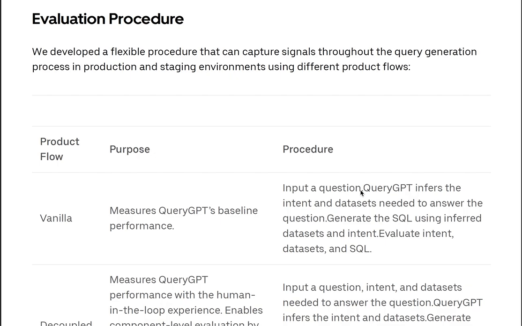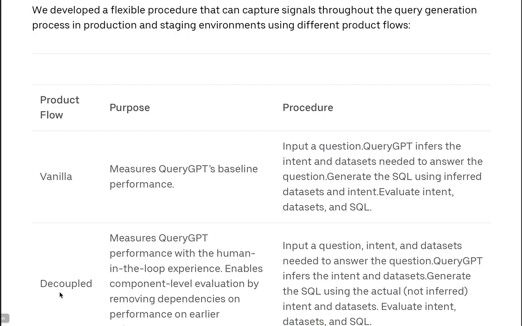They evaluated two kinds of product flows. One is the vanilla one and one is the decoupled one. The vanilla one checks each and every step: first the intent step, then finding the right data sets, and last the SQL step. In this vanilla flow, nothing is decoupled. If the intent step makes a mistake, that mistake flows ahead to the datasets, and if datasets makes a mistake, that flows ahead to the SQL query.